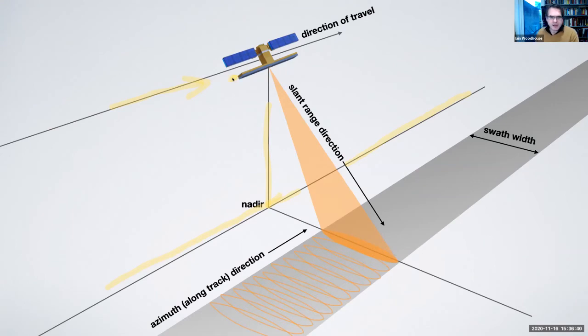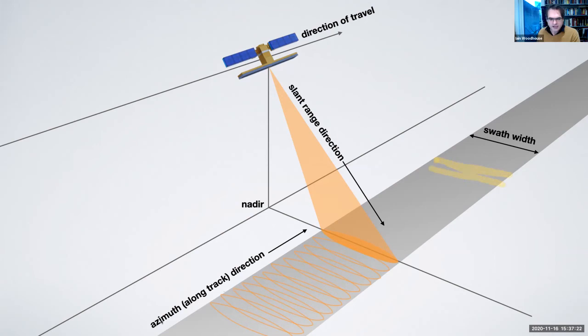Now the antenna is only about 1 meter long, so it has a much longer beam pattern on the ground than it is wide, because it's 10 meters or so wide. So it's 10 times wider. So we would expect the patch that we illuminate on the surface to be in roughly the same proportions, about 10 times longer than it is wide. Our slant range direction is directly from the satellite. We have our ground range direction, which is actually on the surface. And this is what makes up our swath. So that's our swath width.